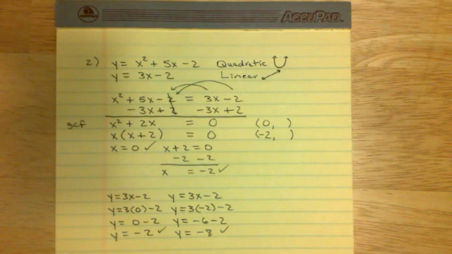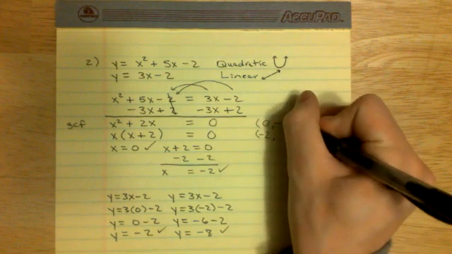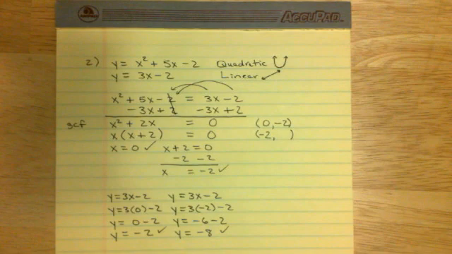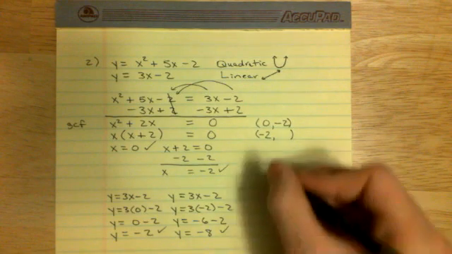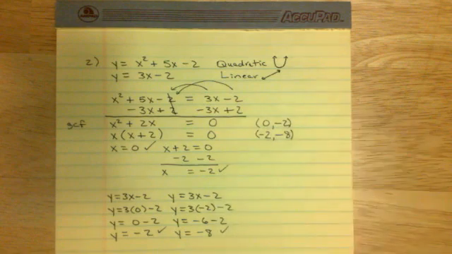So now I'm ready to fill in my ordered pairs. The 0 is going to correspond with the negative 2. And the negative 2 is going to correspond with the negative 8. And that's it. I've got my two ordered pairs. So if you were to graph the quadratic equation and the linear equation, they would actually cross twice. They would intersect at (0, -2), and they would also intersect at (-2, -8). So if you wanted to graph these two equations, that's where they would cross.